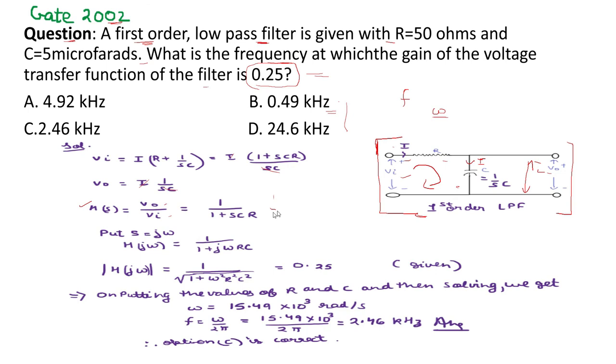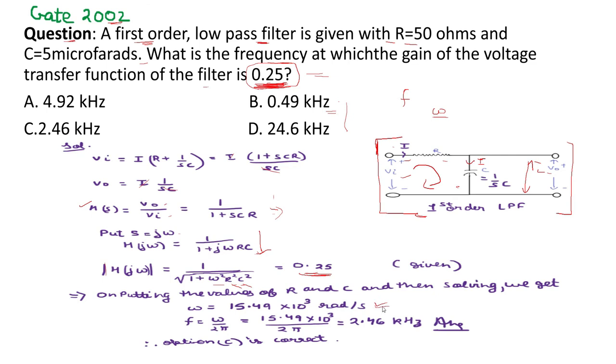Now we will convert this in frequency domain by putting S is equal to j omega. So this is your transfer function, and it was given the magnitude of the transfer function is 0.25. So its magnitude would be 1 upon under root 1 plus omega square R square C square, and this is equal to 0.25. So we will now put the value of R and C as given in the question, and then we will solve, and we will get omega is equal to 15.49 into 10 to the power 3 radian per second.